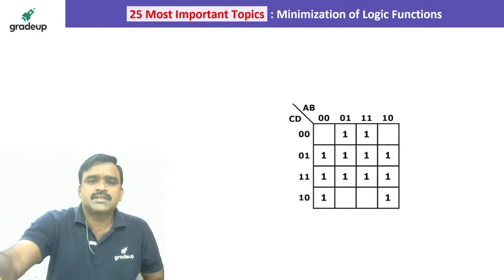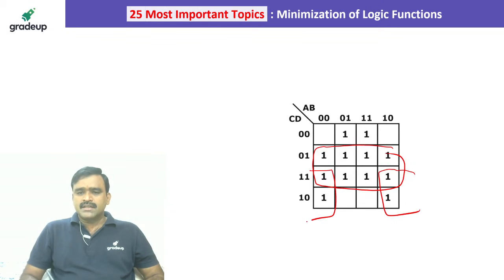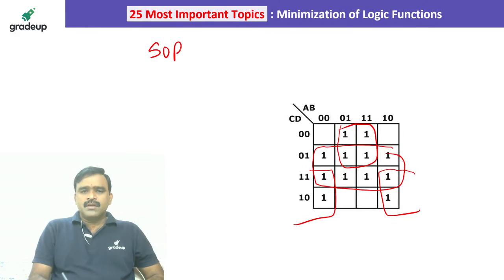Okay, now coming to one more example. So we have 8 ones we can combine, and to cover these two ones, I can take these two ones as adjacent. I am talking about the minimal sum of products form. So here, like this, these 4 ones and 8 ones come under only D. So SOP is equal to D first.